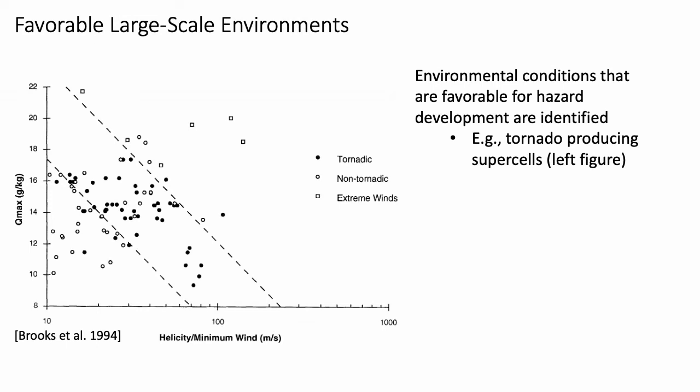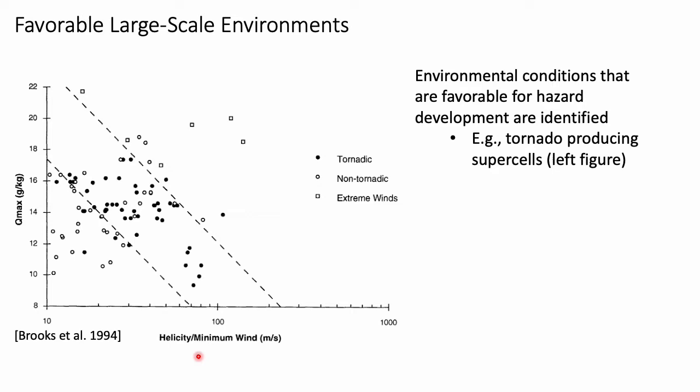So this is a nice early example by Brooks et al. 1994, where they were interested in which environments produce specific kinds of convective storms. Those that produce tornadoes, those that produce no tornadoes, or those that produce extreme winds, so winds that are not tornado-related. So what you see here is the updraft helicity, which is basically a measurement of how much rotation you have in the updraft. And the updraft rotation is a good proxy: the more rotation you have, the higher risk of a tornado, and generally the higher risk of large hail.